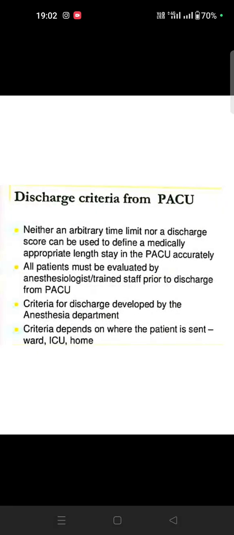Discharge criteria from the PACU means the Aldrete or discharge score can be used. So medically appropriate length of stay in the PACU accurately. The patient must be evaluated by trained staff to discharge from the PACU. Then the discharge criteria are developed by the anesthesia department. Then depending on the patient, send to the ward, ICU or home.